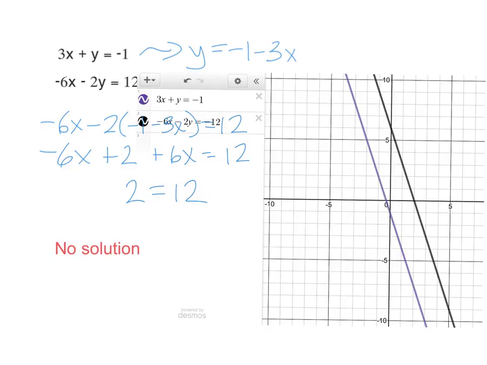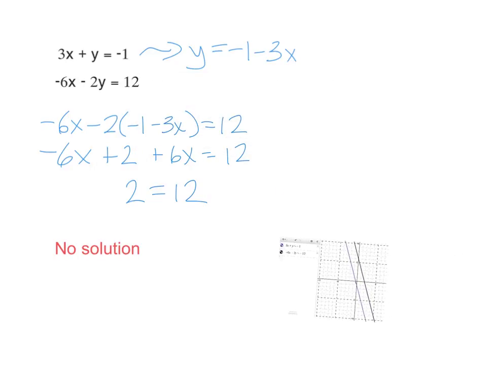And if you think back to the section on linear functions, let's just look at isolating the y in each of these equations. The first one becomes y = -3x - 1. The second one becomes y = -3x + 6. These two lines are parallel. They have the same slope, but they're not the same line because they have different y-intercepts.